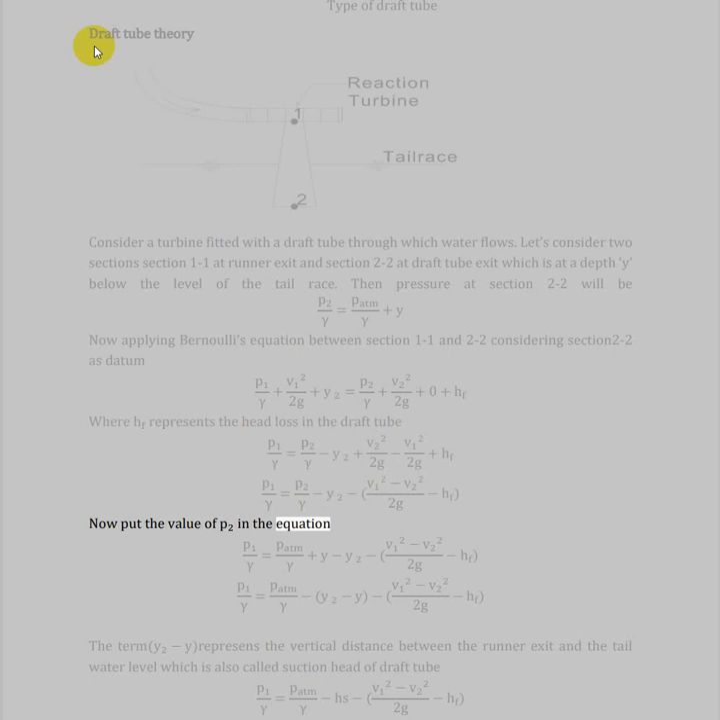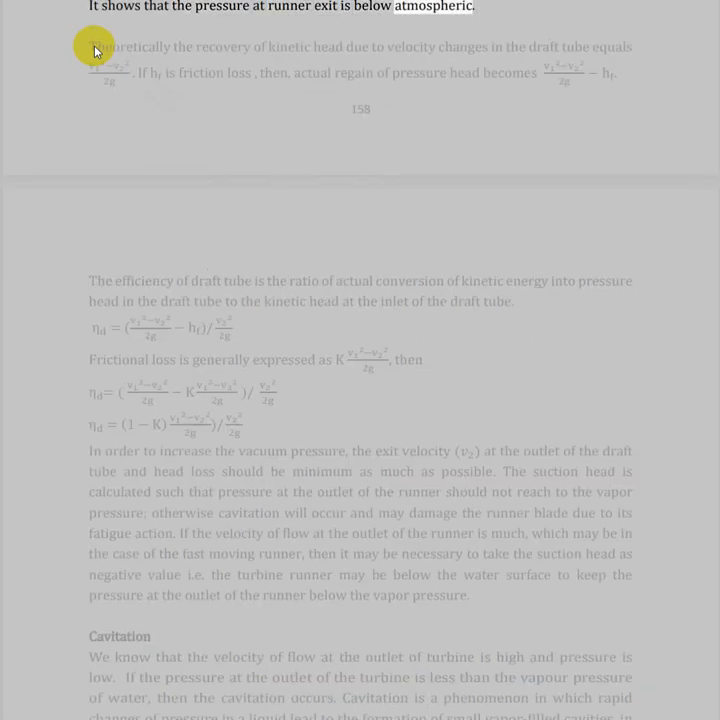Now put the value of P2 in the equation. The term y minus y represents the vertical distance between the runner exit and the tail water level, which is also called the suction head of the draft tube, Hs. P1/gamma equals Pa/gamma minus Hs minus (V1²/2g minus V2²/2g) minus h. It shows that the pressure at runner exit is below atmospheric. Theoretically, the recovery of kinetic head due to velocity changes in the draft tube equals V1²/2g minus V2²/2g. If h is the friction loss, then the actual regain of pressure head becomes V1²/2g minus V2²/2g minus h.